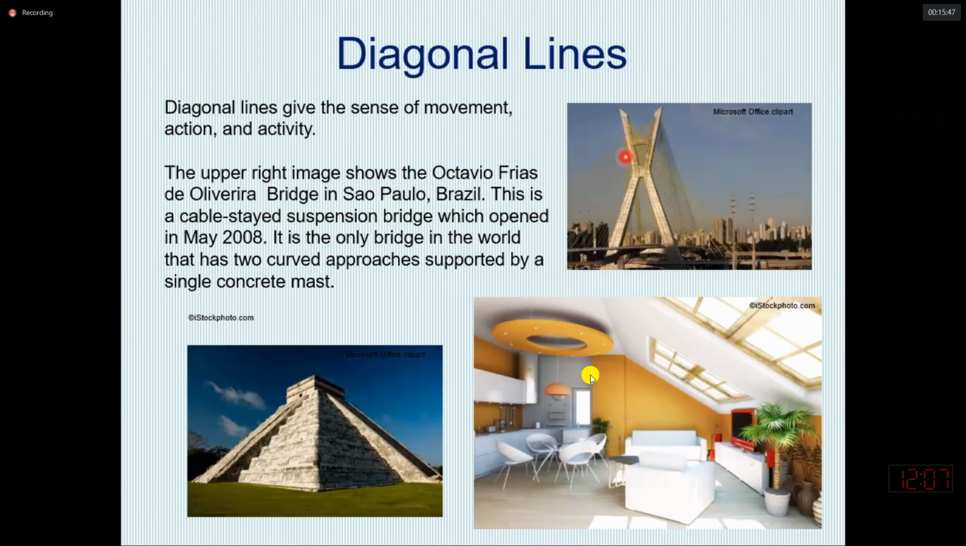Sense of movement. This diagonal bridge is actually used for the transportation mode, and transportation is always associated with the movement, transiting you from one place to another. For the reason of its function, this specific building they used diagonal lines for this.